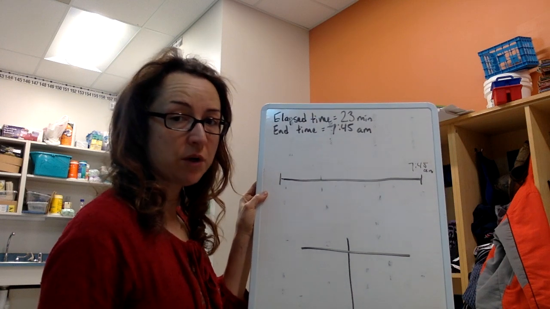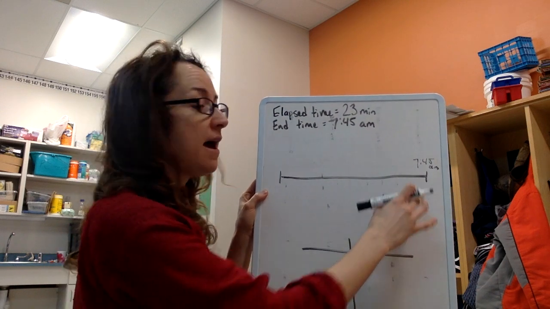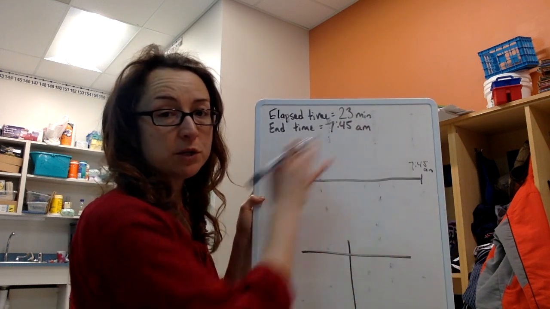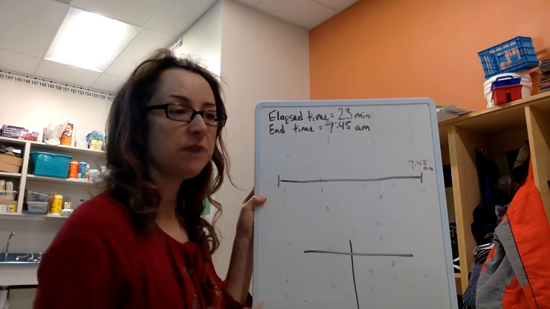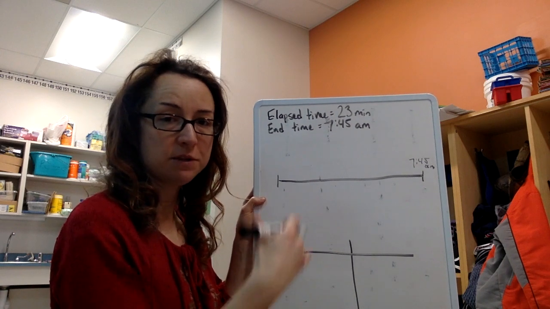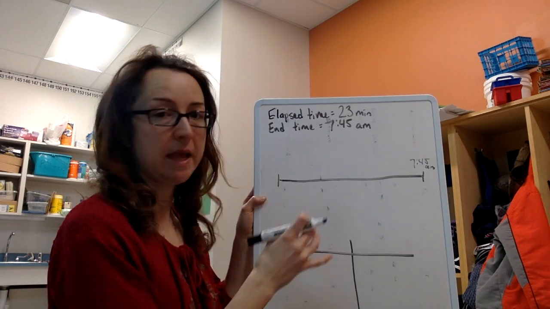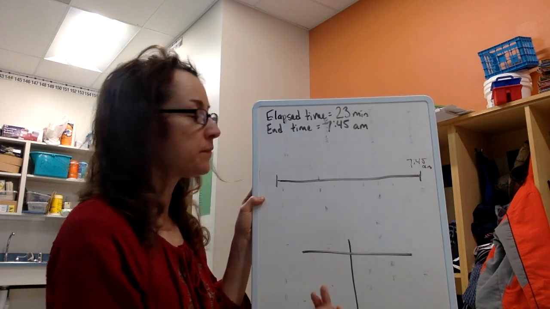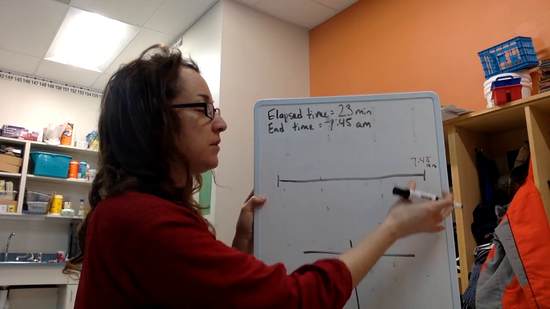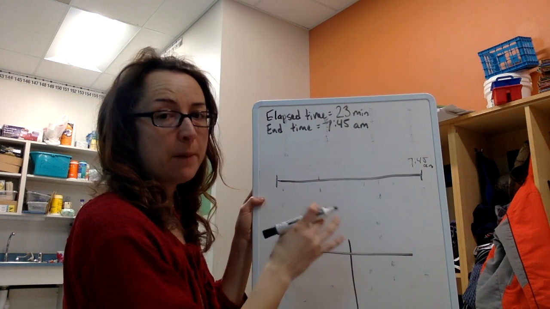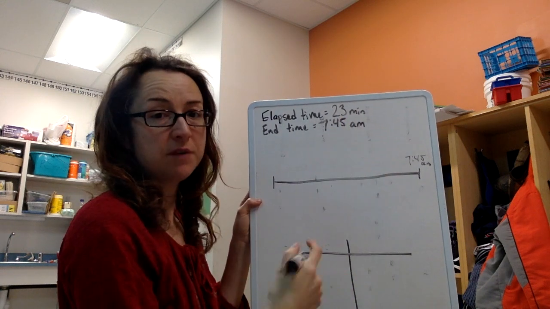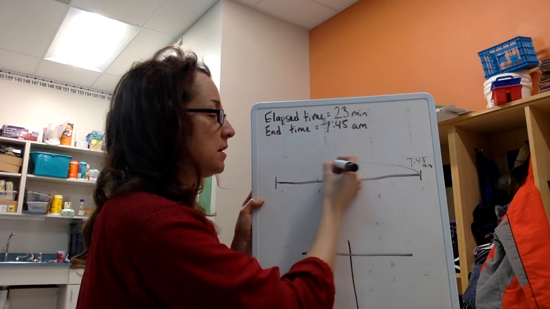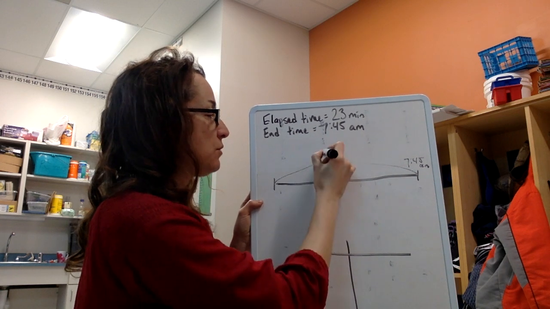What I want to let you know though is we have to go backwards. We have to go back in time, because when you find the start time, you're actually going back in time to figure out when something began. So what we're finding is when she began walking to school. Now this number line is pretty big, but our elapsed time is not very big. So I can feel confident going 23 minutes.